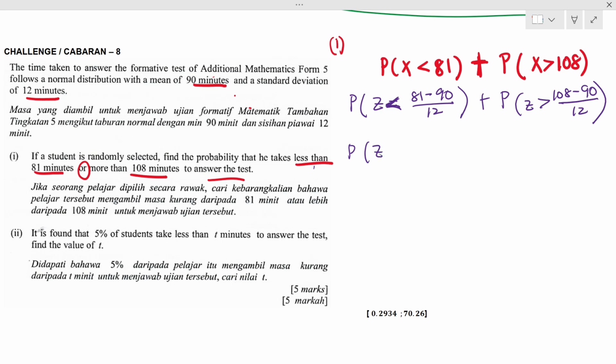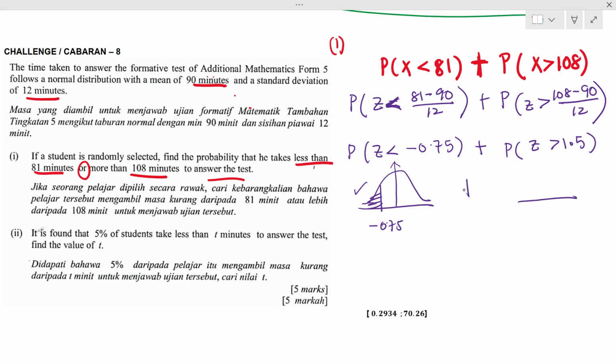Okay, so what I'm getting here is 81 minus 90 and then divide by 12, it should be negative 0.75, plus 108 minus 90 divide by 12 is z greater than 1.5. Okay, now you need to do separately. Actually, no, you always, I know, you can guess sometimes, but always do your bell-shaped diagram. Less than, so direct reading.